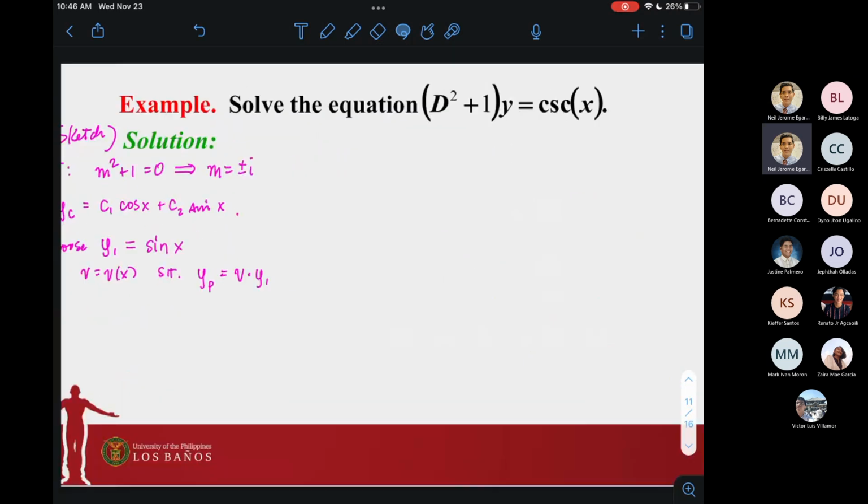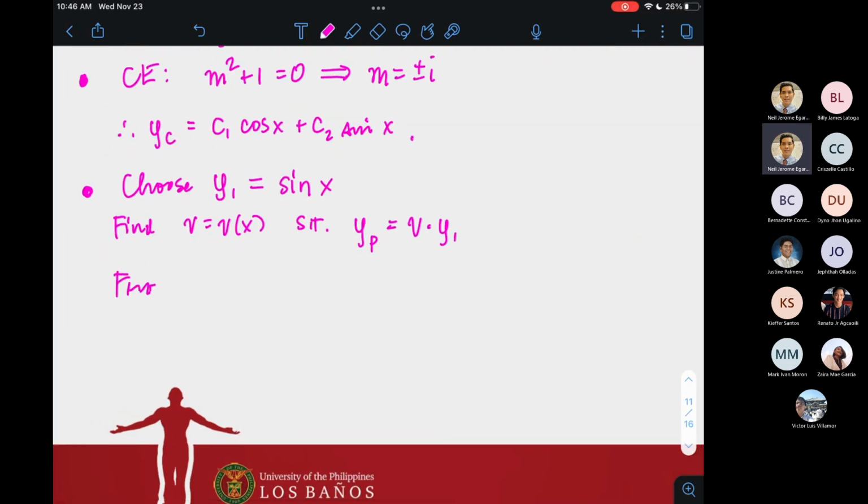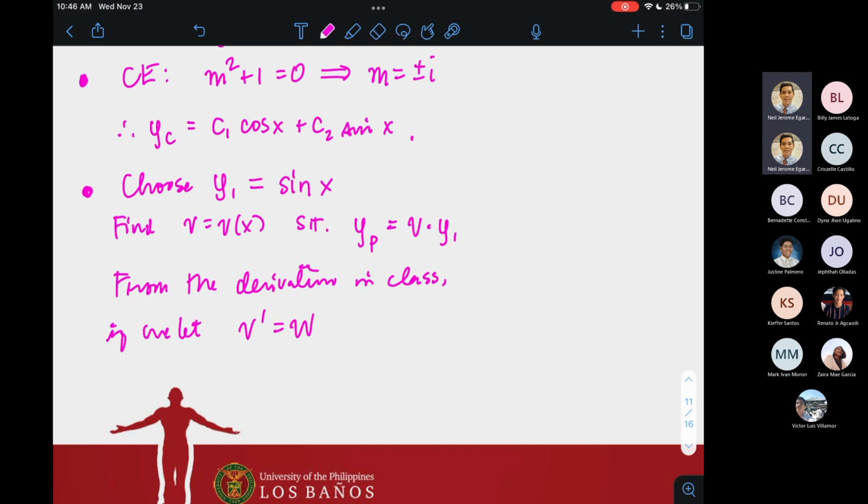Right. So let me put in: from the derivation in class, if we let v prime equals w, so when we write v prime as w, then we'll get this. Alright, so this is what the derivation gave us.